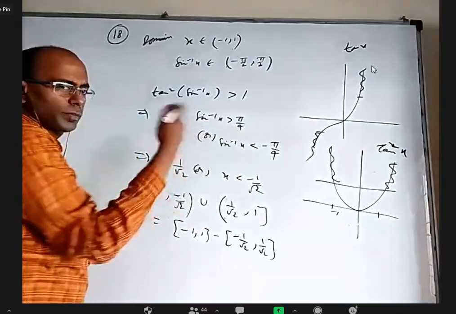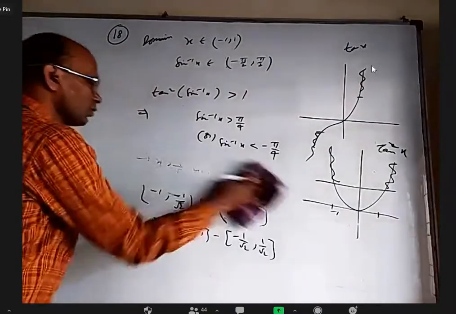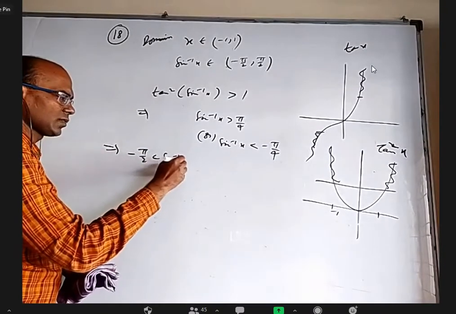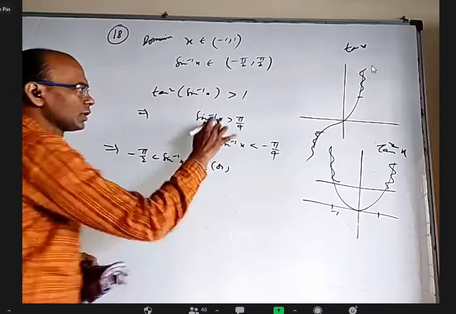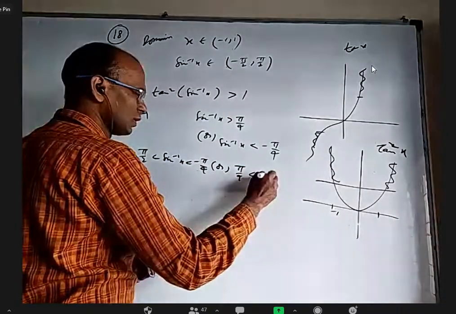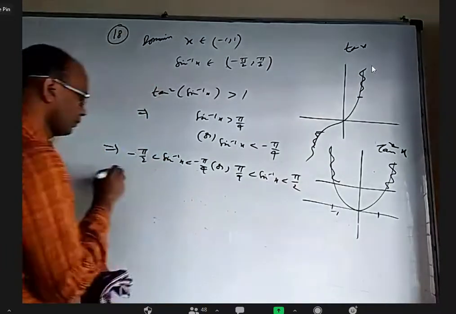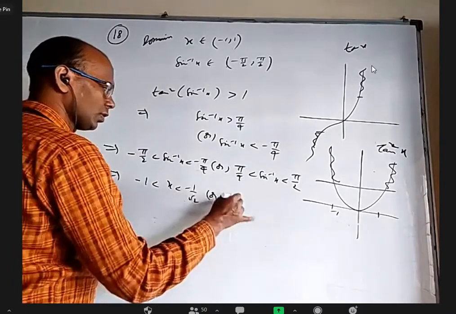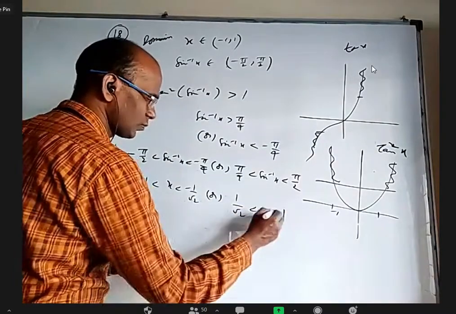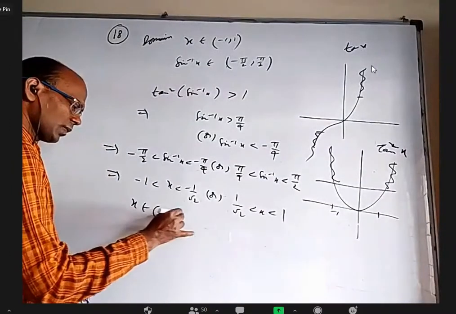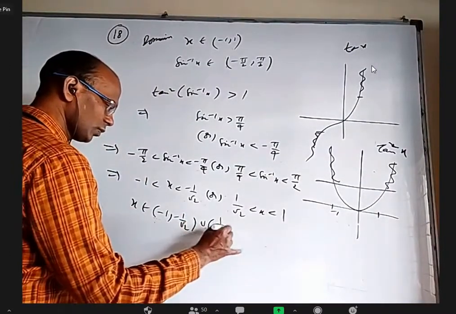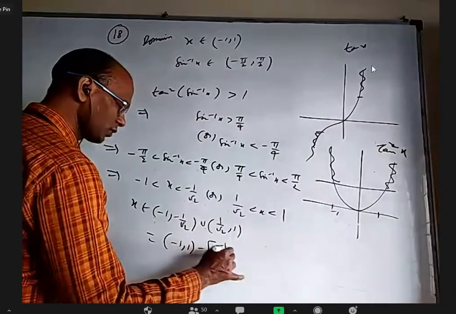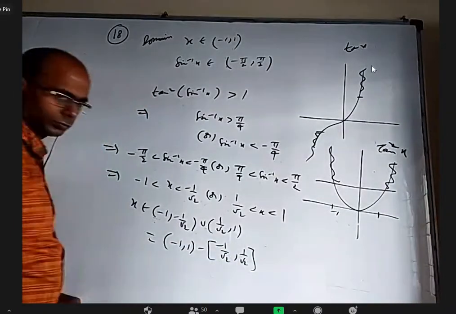It should be more than pi by 4, which means obviously it should be less than pi by 2. So let me write it more clearly. I should write minus pi by 2 less than sin inverse x less than minus pi by 4, or greater than pi by 4, meaning pi by 4 less than sin inverse x less than pi by 2. This is minus 1 less than x less than minus 1 by root 2, or 1 by root 2 less than x less than 1. So x belongs to the open interval minus 1 to minus 1 by root 2 union 1 by root 2 to 1, which also can be written as the open interval minus 1 to 1 minus the closed interval minus 1 by root 2 to 1 by root 2.